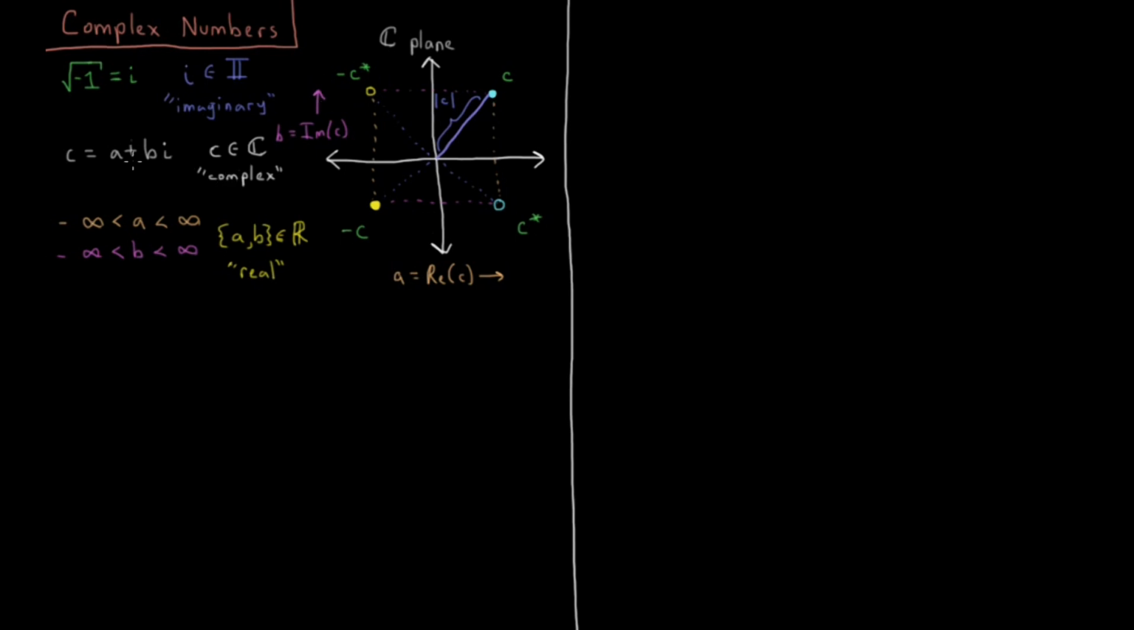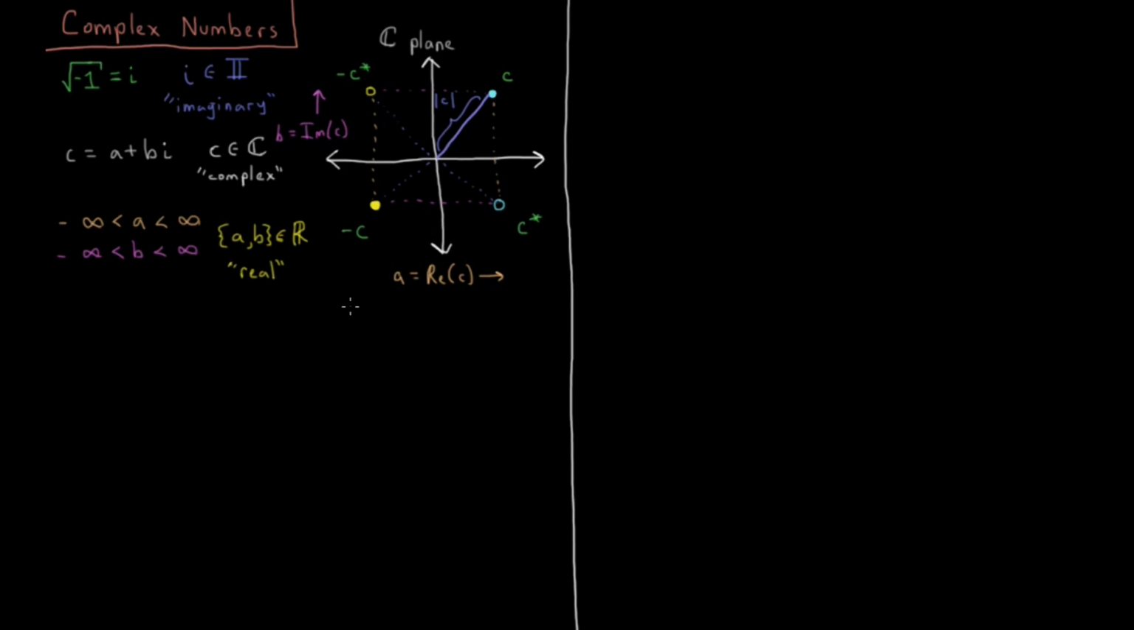As I said, a is some real number from -infinity to infinity. b is some real number from -infinity to infinity as well. The real part of c is a, the imaginary part of c is b, and we can plot these two in a plane as well. Any complex number we can plot in what we call the complex plane, where the real part a is the x-axis and the imaginary part b is the y-axis.